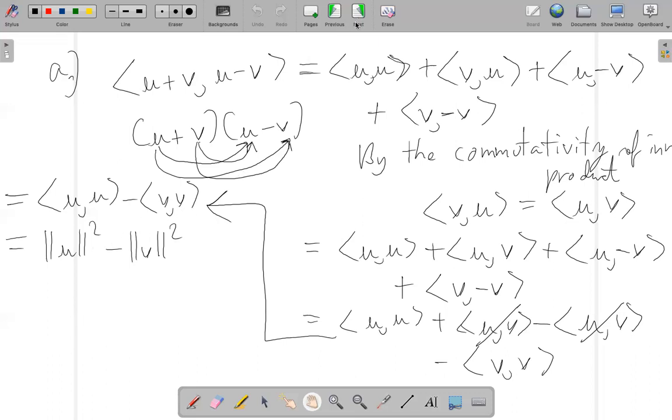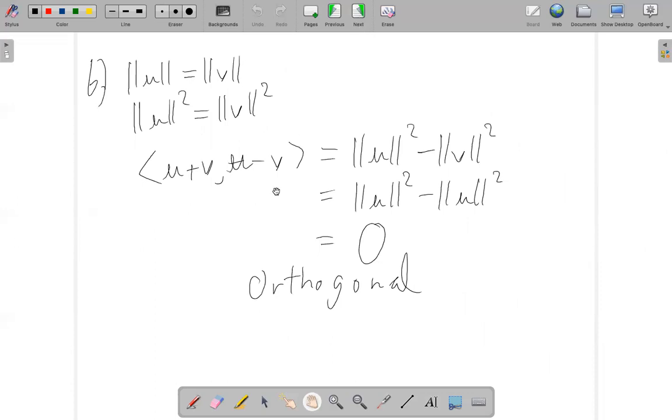Now problem number 2 is very easy, because it asks what happens if the norms of these two vectors are equal. Well, based on this equation, if the magnitude of v squared were to suddenly become the magnitude of u squared, this would cancel out to become 0. And so you would get that the inner product of u plus v and u minus v equals 0, which is the exact definition of orthogonality we have for inner product spaces.